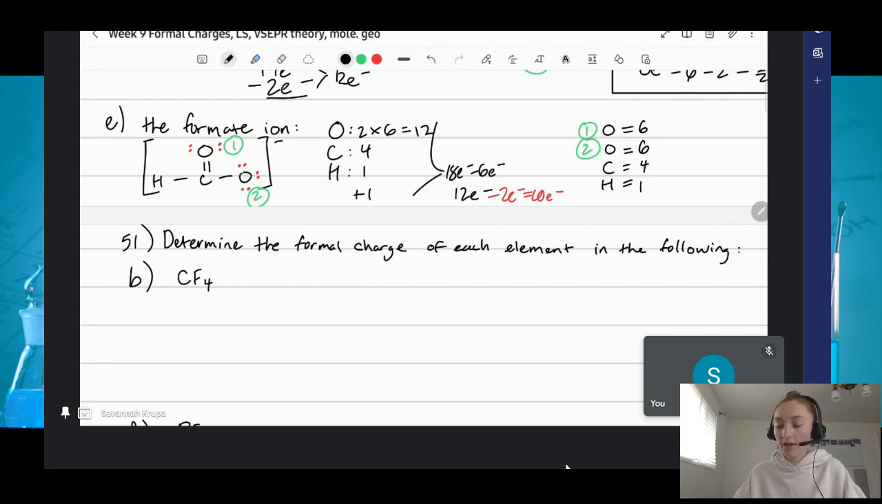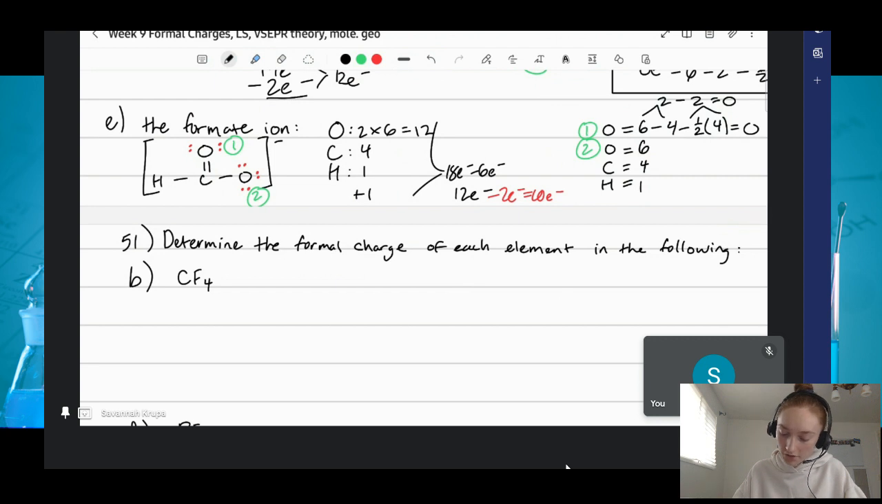For the top one, oxygen number 1, it has, I believe, 4 lone electrons, so we'll write down 4. So minus 4, and then minus 1/2 of the bonds that it's working with. There's 4 that it's bonded with, so minus 1/2 of 4. And so 6 minus 4 is 2, and 2 minus 1/2 times 4 is 2. So that'll be 0. That is the formal charge of the first oxygen.